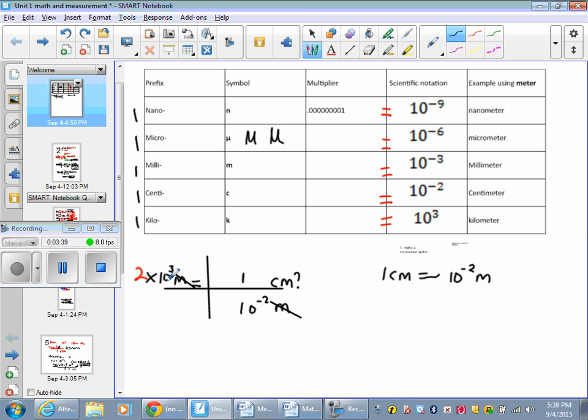So now look at what I got. I got 2 times 10 to the third times 1. And then look, it's under the bar, so divided by 10 to the negative 2. So on my calculator, I'm going to type it like this. 2e3, and then what's the divide? It's a bar, right? And then how do I type 10 to the negative 2? I just do e negative 2. Let's see what I get when I put that in the calculator.